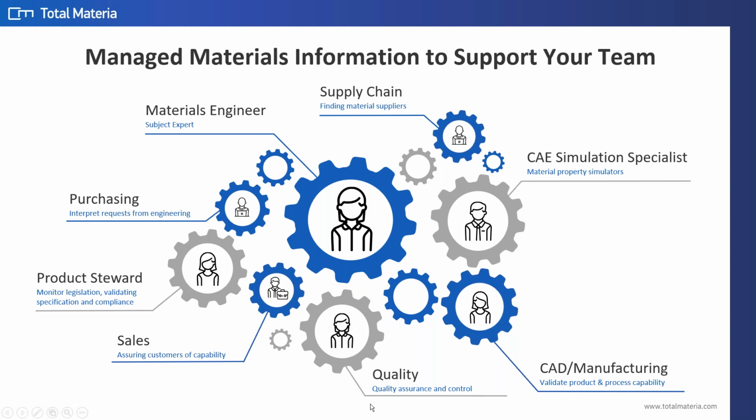Quality needs to identify those materials if needed. Purchasing needs to find that equivalent material and also the cheapest material available around the world. Product stewards need to find those compliance information, those regulations, to see if those materials are compliant according to those regulations. And materials engineers, they probably use everything that we have, also including corrosion data, tribology data, coatings data, all these different kinds of information that we can provide.